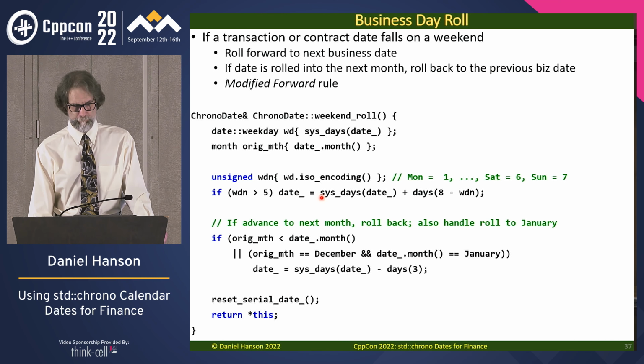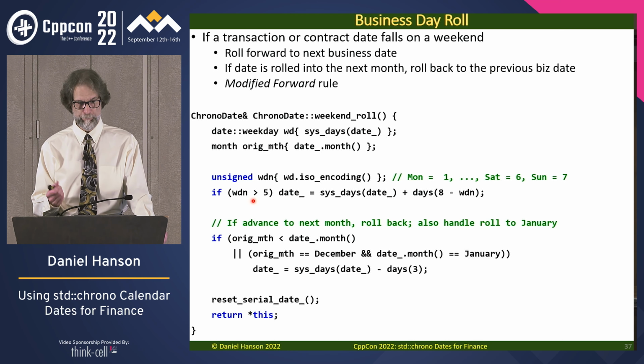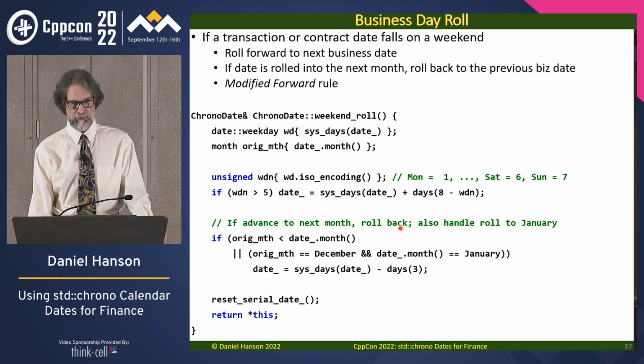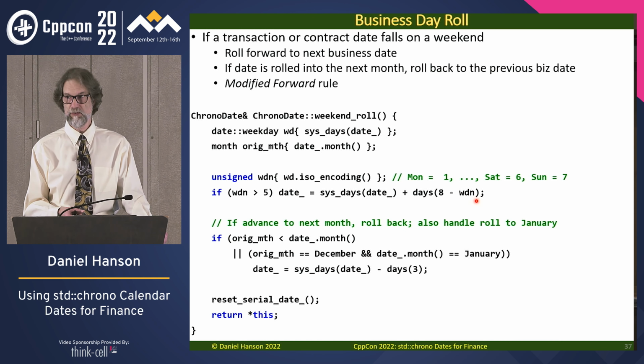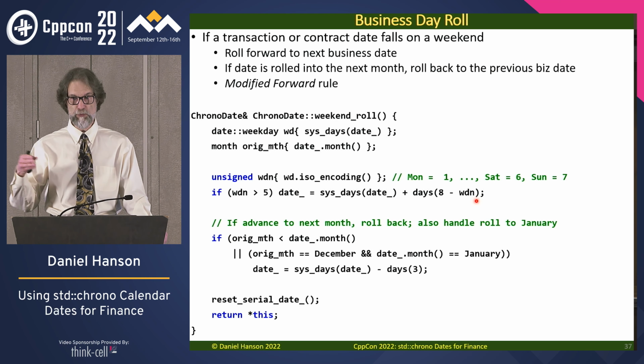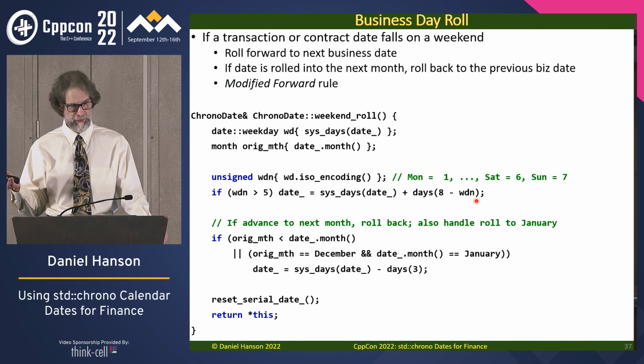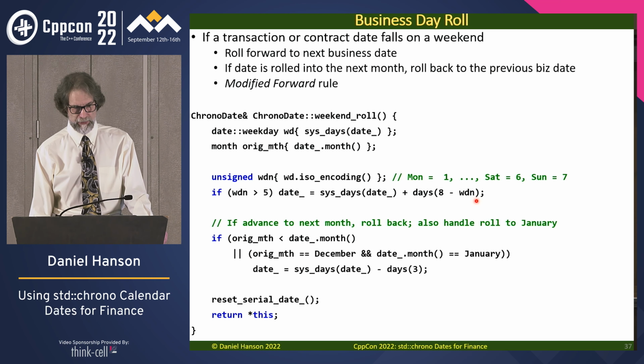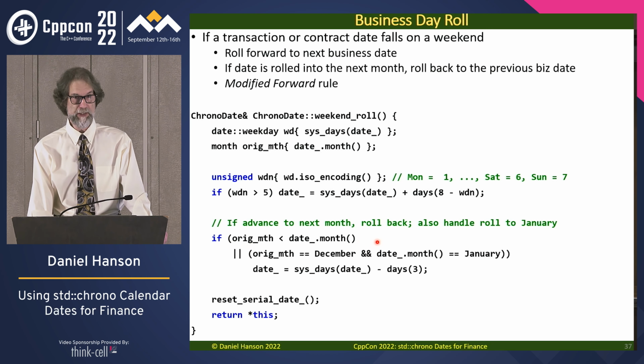And then to check, we just check if it's greater than 5 because 6 and 7 are Saturday and Sunday. And if so, then we just subtract that value. So 6 is Saturday, 8 minus 6 is 2, so we roll forward 2 days. And similarly for Sunday. But then we need to check, do we roll into the next month? And so this is why we stored the original month here. And then we compare with the updated date.